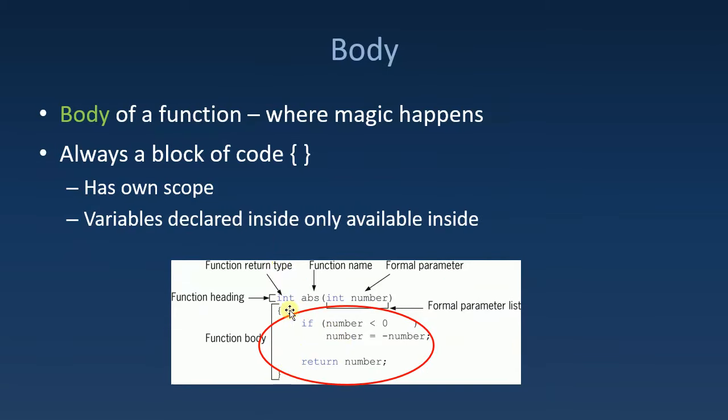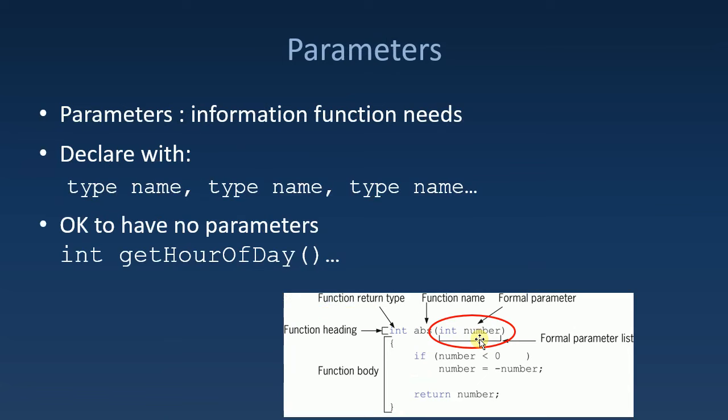The body of the function, right? This is where the magic happens. It's always a block of code inside curly braces. You can't omit the curly braces for a function body. Anything that's happening inside here only exists inside this function. We'll talk more about this in a second, but any variables you have only exist inside the scope of this function. The parameters that you declare essentially are special variables that only exist inside this function as well.